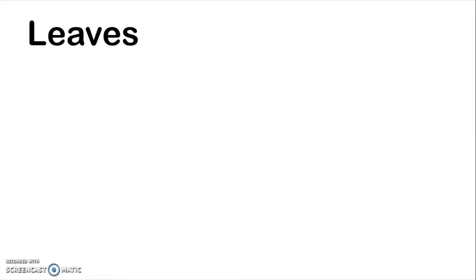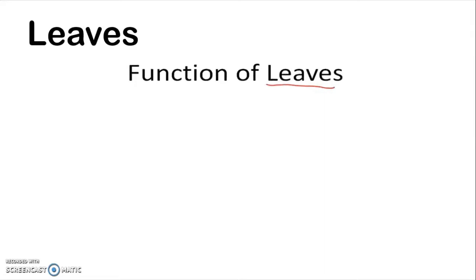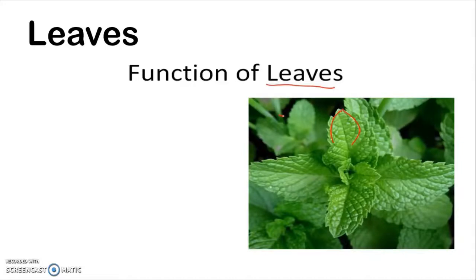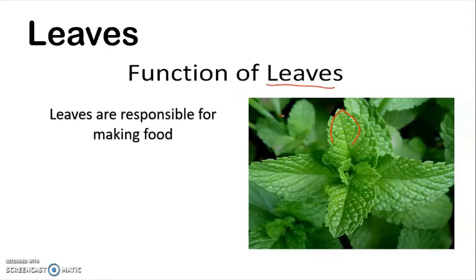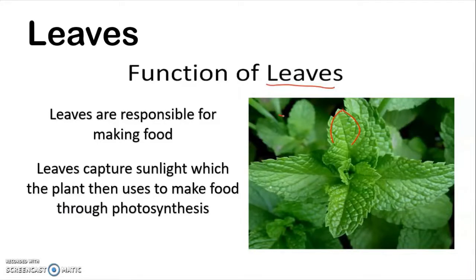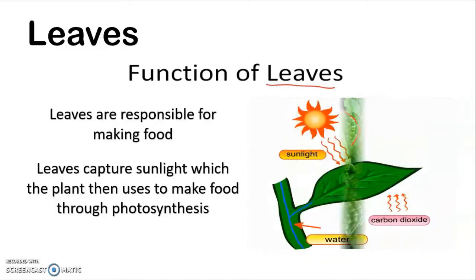Now we move to the leaves. What are leaves? The function of leaves. Leaves are responsible for making food. Leaves capture sunlight, which the plant then uses to make food through photosynthesis, just like in this picture. The leaves capture sunlight and carbon dioxide, and then release oxygen.